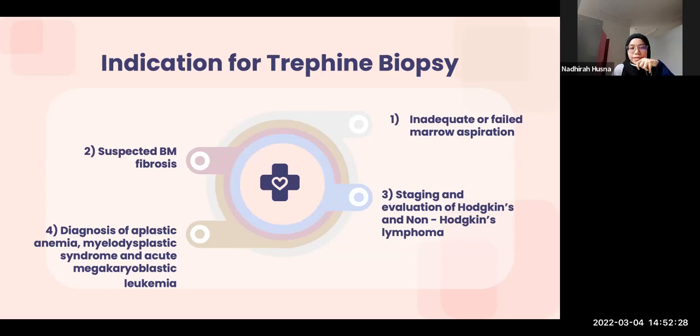However, some studies do not suggest that biopsy has a prominent role to decide the stage of the Hodgkin lymphoma. And then trephine biopsy is also used to diagnose aplastic anemia or bone marrow failure, myelodysplastic syndrome, as well as acute megakaryoblast leukemia. Next.